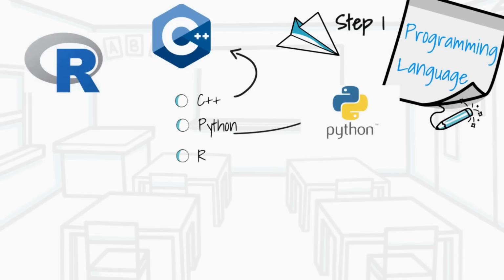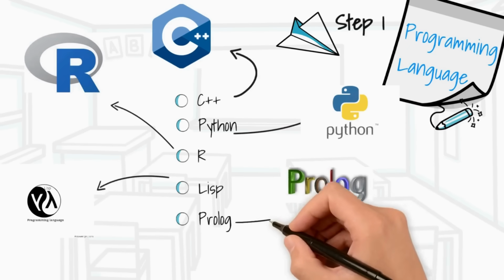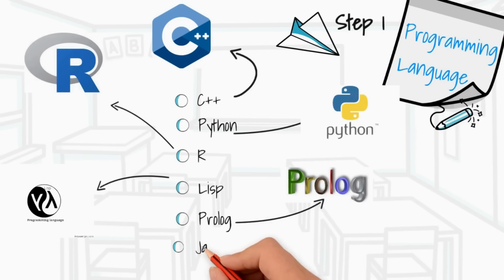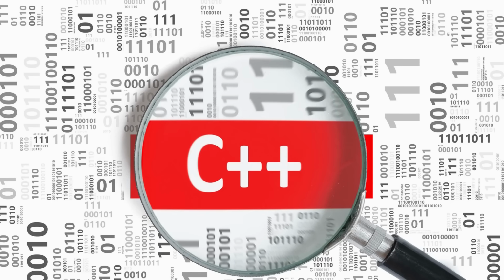R is ideal for data analysis, while Lisp and Prolog cater to symbolic AI and logic programming. Java excels in enterprise applications, offering scalability and community support. C++ is a popular choice for developing robotics applications and embedded systems. It offers exceptional performance and control, not as beginner-friendly as Python, but provides deeper control over the system.